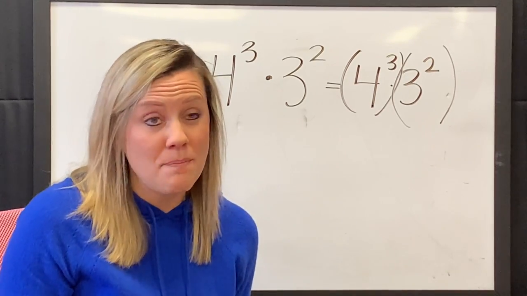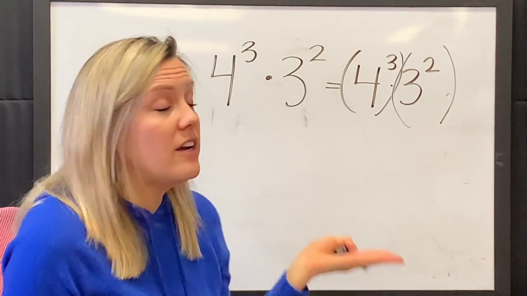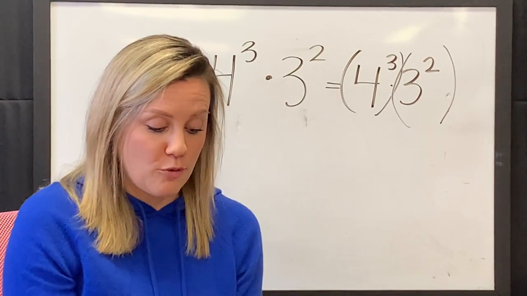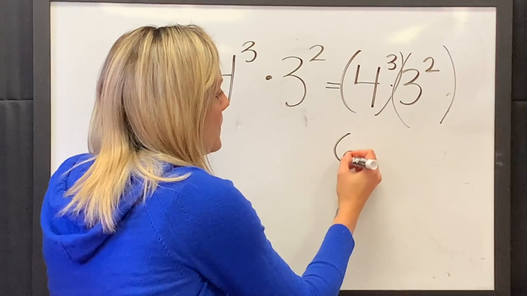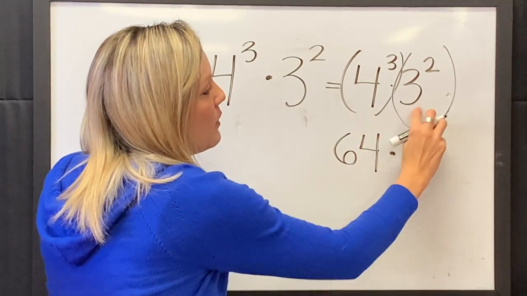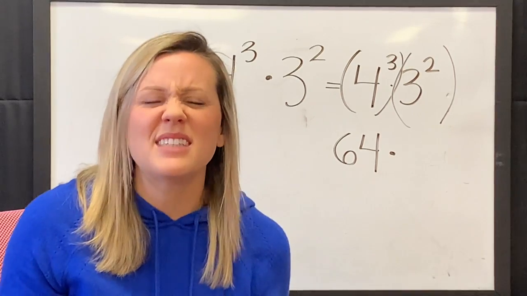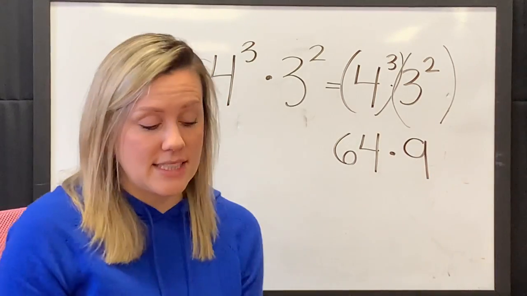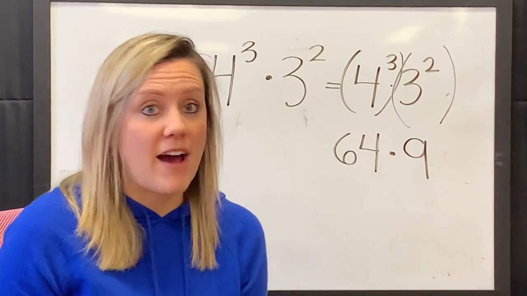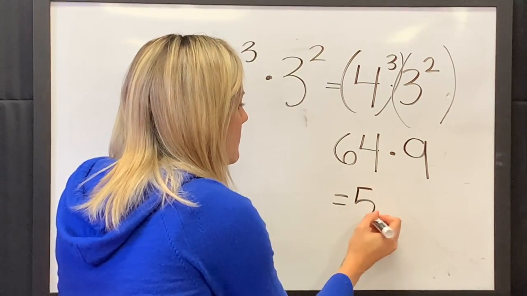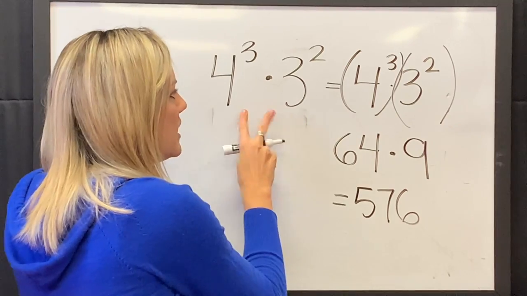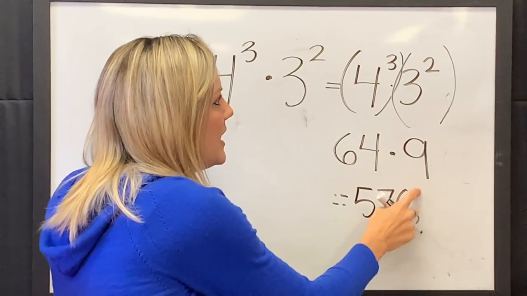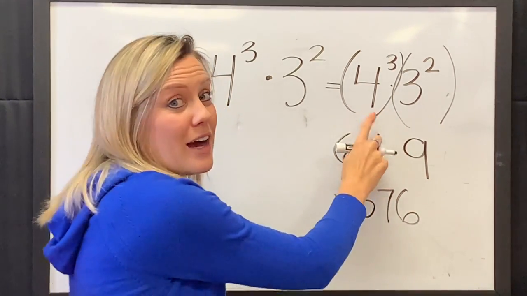But what you would probably want to do in this example is find out what the actual answer is, okay? So I would take my calculator and I would figure out 4 times 4 times 4, or 4 to the 3rd power. So 4 to the 3rd power is 64. And then I would multiply that by whatever 3 squared is. And 3 times 3 is 9. So 3 squared is 9. And then I would figure out what is 64 times 9, and that is 576. So when you have two numbers here instead of a variable, I would probably figure out what the full answer is instead of writing it like this, but this is certainly a way to do it.